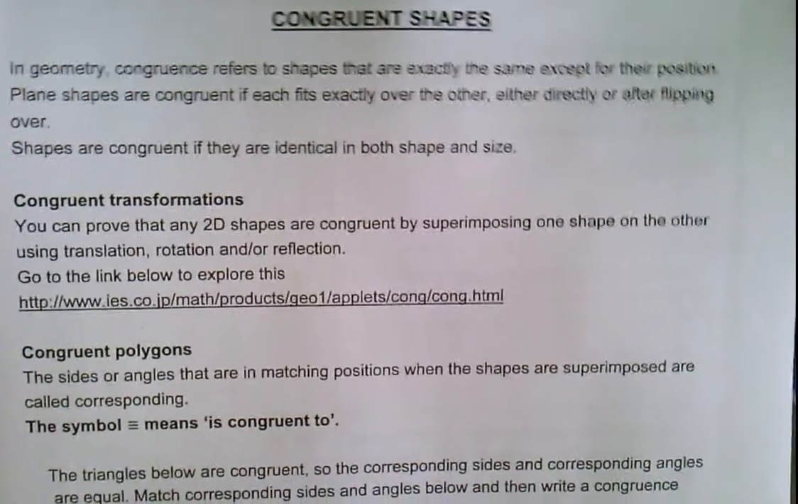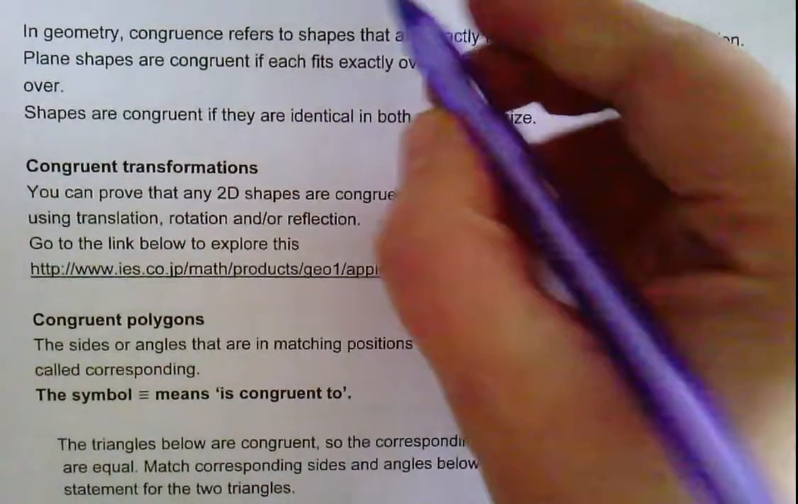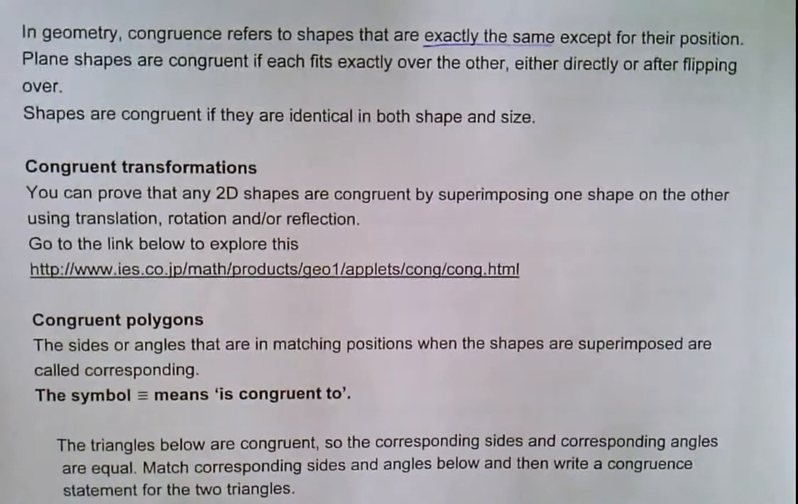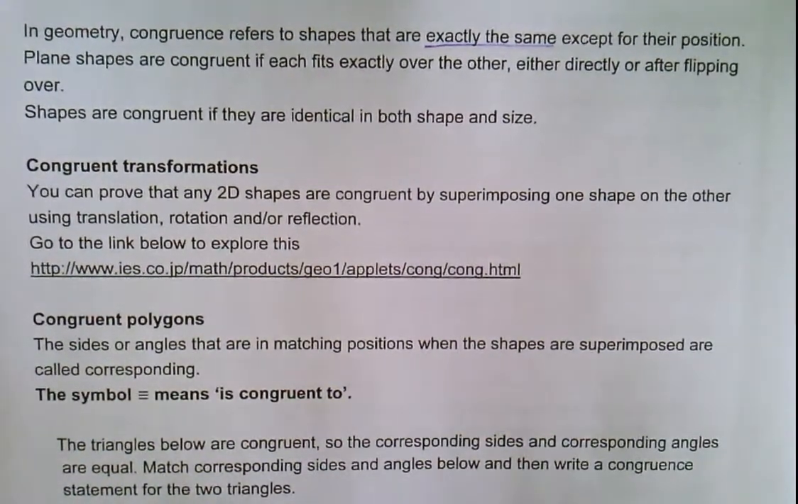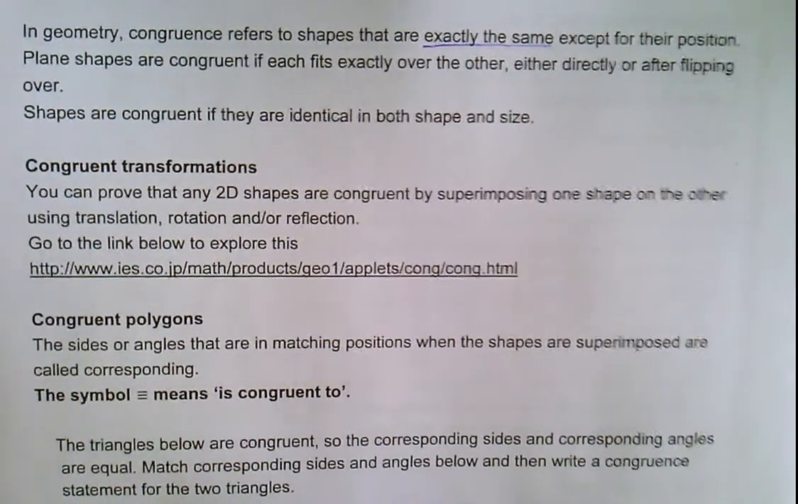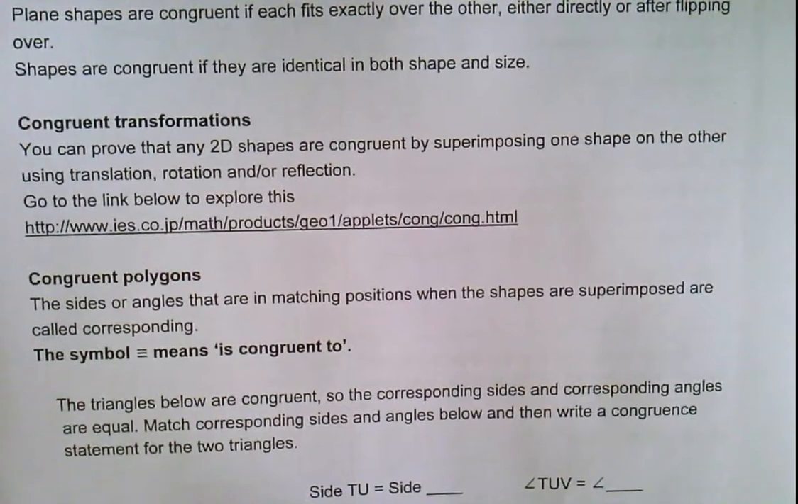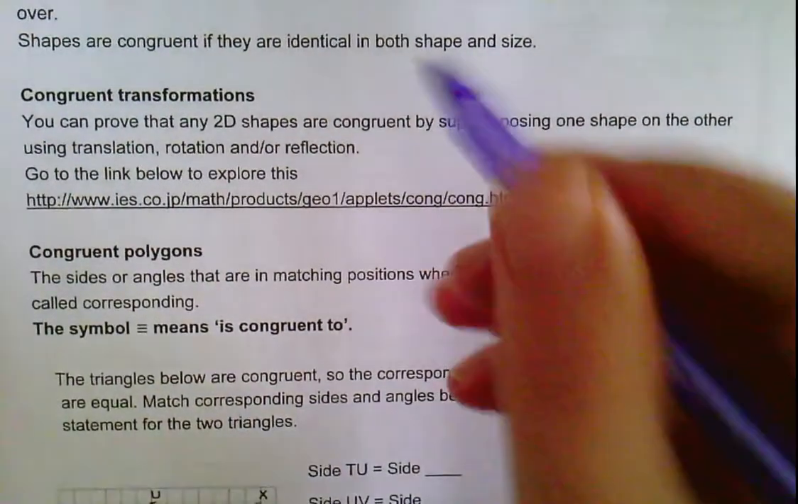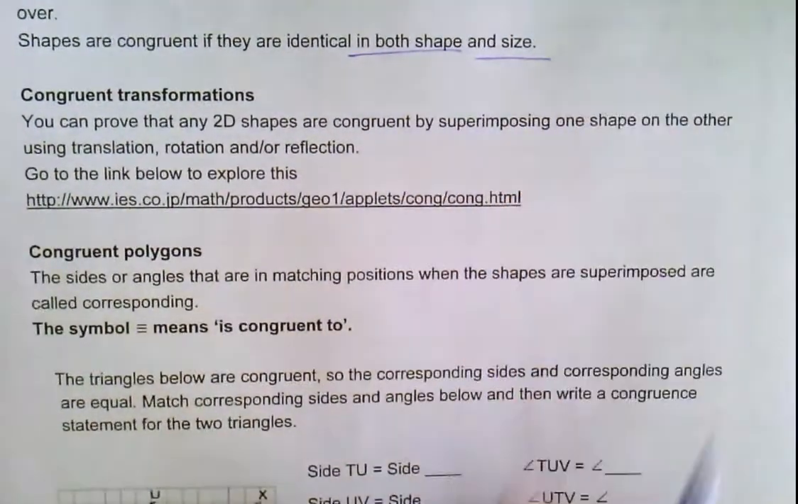Congruent shapes. In geometry, congruence refers to shapes that are exactly the same except for their position. Okay? In other words, one will be a translation, a reflection, or a rotation of the other shape, but the two shapes are identical. Plane shapes are congruent if each shape fits exactly over the other, either directly or by flipping over, rotating, etc. Shapes are congruent if they're identical in shape and size.